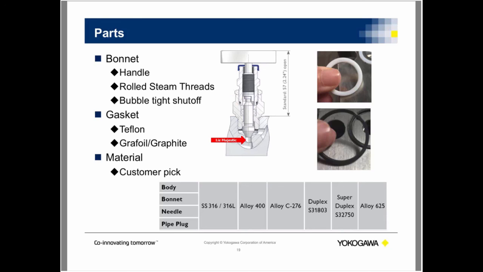Now, the original manifolds had issues with leak path, and the main problem was they didn't have a bubble-tight shutoff, so it caused a lot of leak path. With this bubble-tight shutoff, you're minimizing your leak path, and you're not having to worry about your valve leaking.